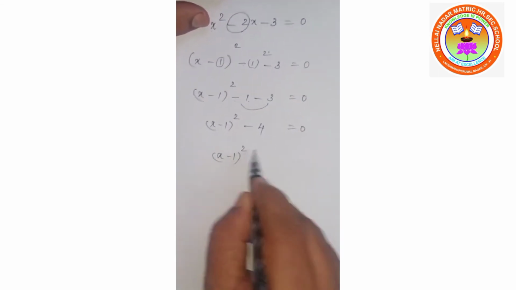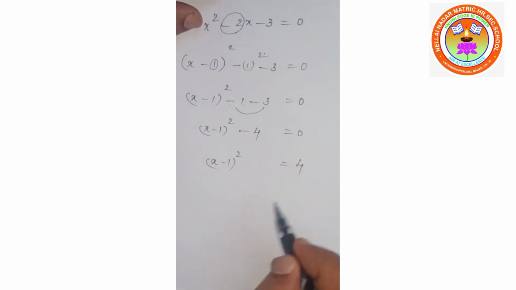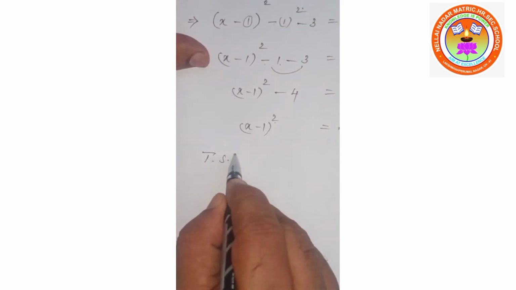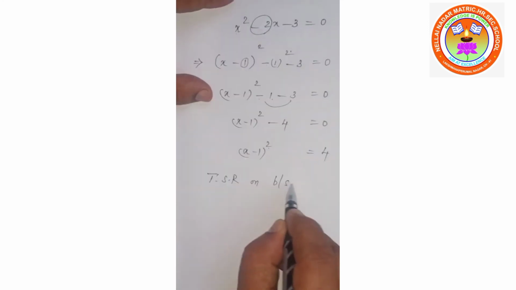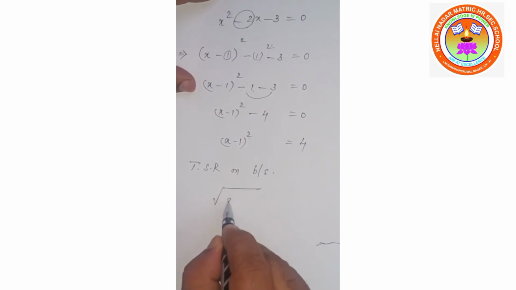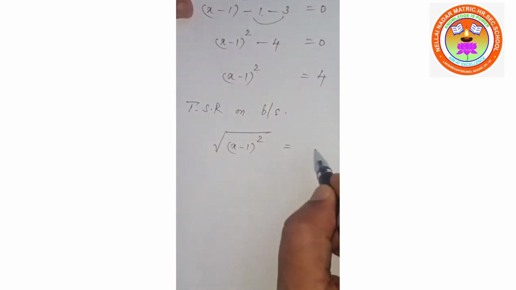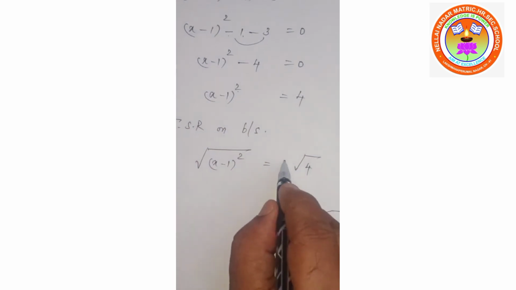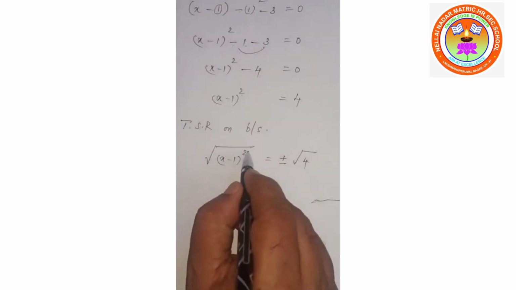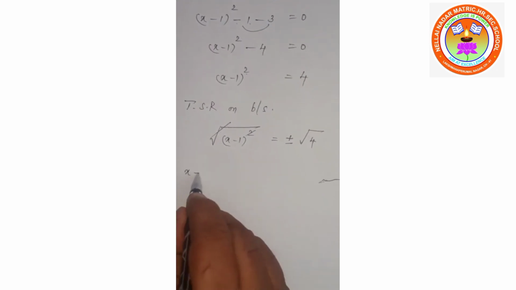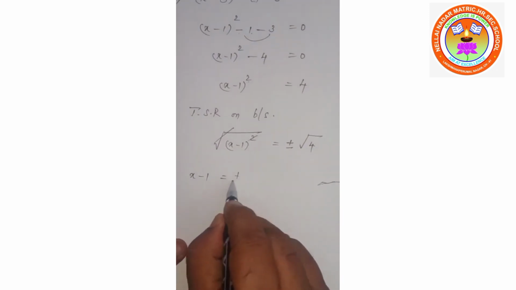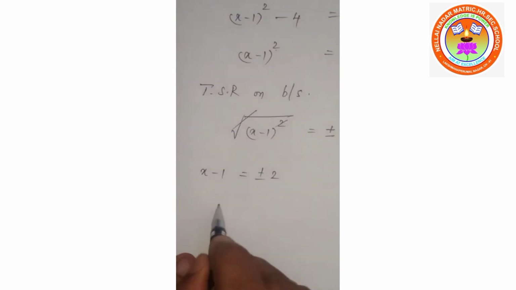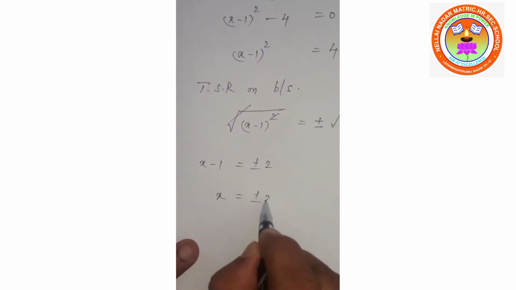x minus 1 whole square is equal to minus 4 comes to the right hand side as plus 4. For eliminating the square, take the square root on both sides. So square root of x minus 1 the whole square equals square root of 4. Since we have a square in the power, you have to introduce plus or minus. Square and square root get cancelled. x minus 1 equals plus or minus square root of 4, that is equal to 2. So therefore x minus 1 equals plus or minus 2.